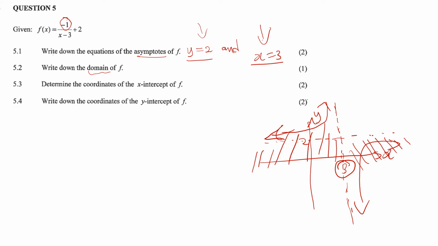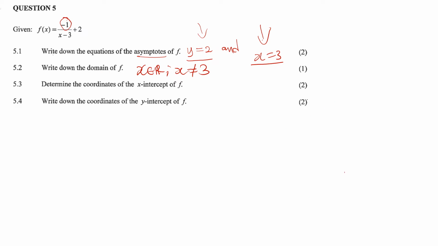So we can say our domain, x is an element of all real numbers, but x must not be equal to 3. So x can be any number except 3, and that's our domain of f, right? 5.3, it says determine the coordinate of the x-intercept of f, right?